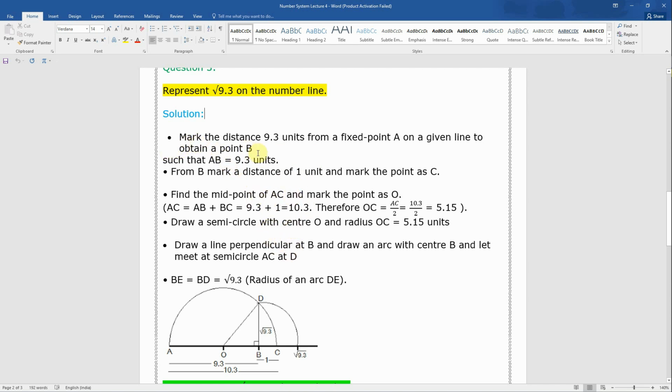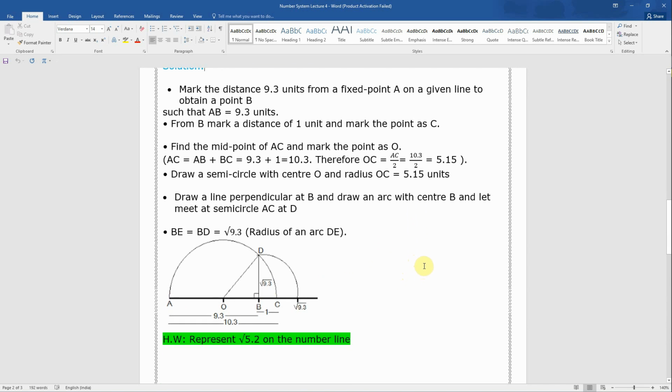First step: we will draw a big line, then on that line we will cut out 9.3 centimeters and name it AB. That means AB is of length 9.3 centimeters. Then from B we will extend the line by 1 centimeter. That means BC is drawn as 1 centimeter. That makes the whole AC 10.3 centimeters. Now we will bisect AC.